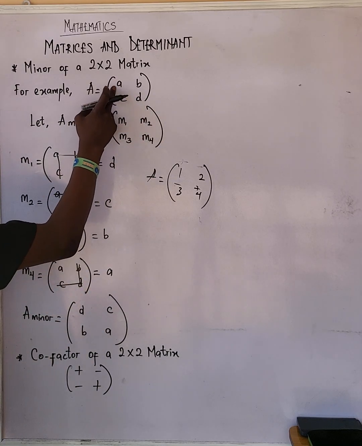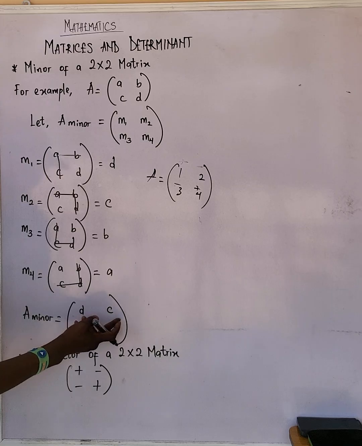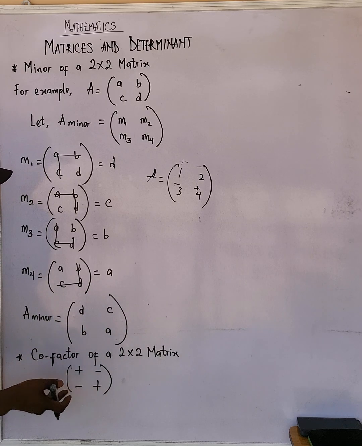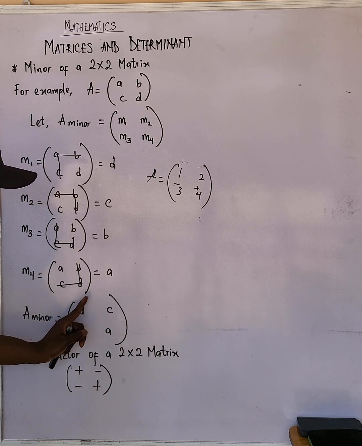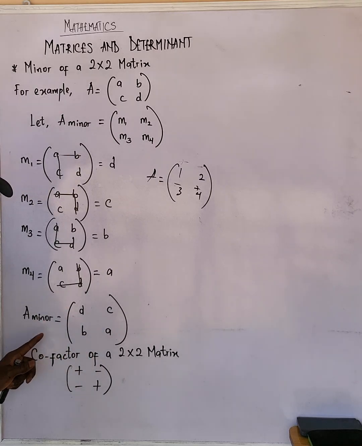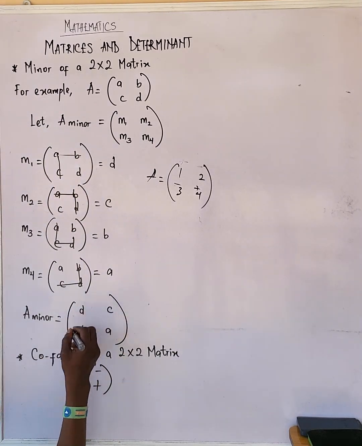And you know the minor will be what? D, C, B, A. This is the minor. So how do I now get the cofactor? What we just do, I'll just put plus minus minus plus. You know I've gotten the minor already. So meaning that what will you just do here?